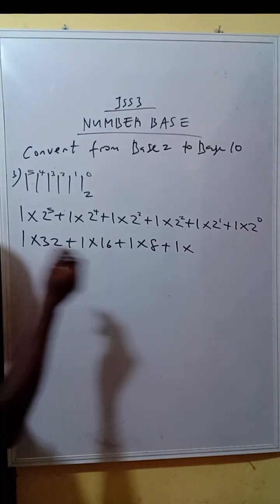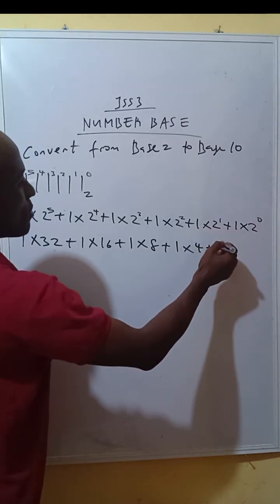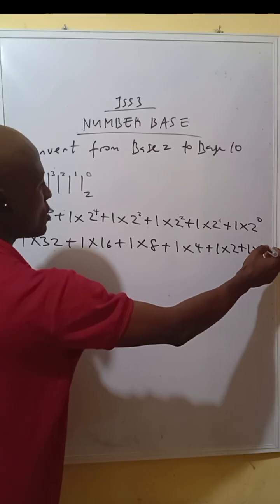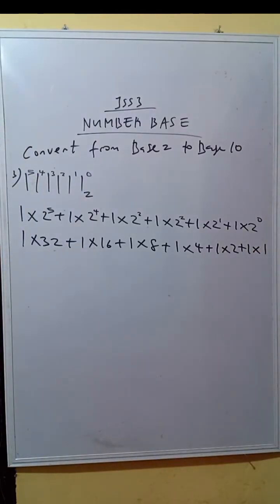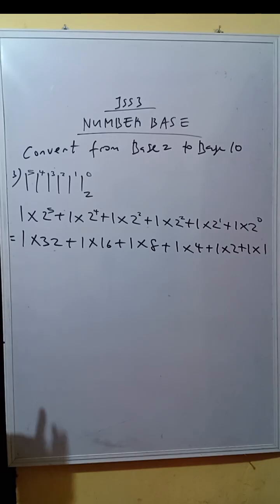2 raised to power 2 is what? 4. And we've also done 2 raised to power 1 earlier. 1 times 2 raised to power 1 is 2. 1 times 2 raised to power 0 is 1. If there's anything you don't understand, you can watch the last 2 examples and come back to this, or you can rewind the video, you can slow it down.